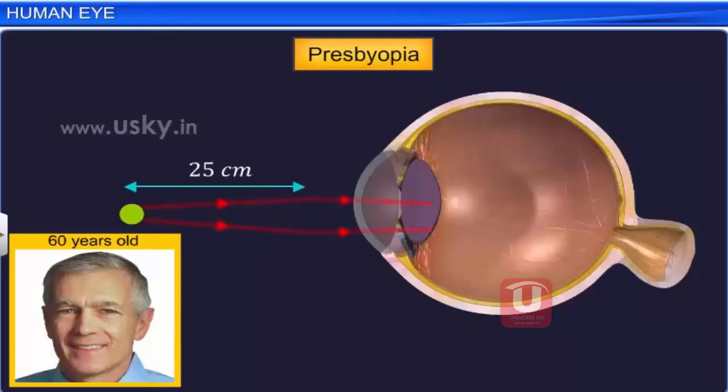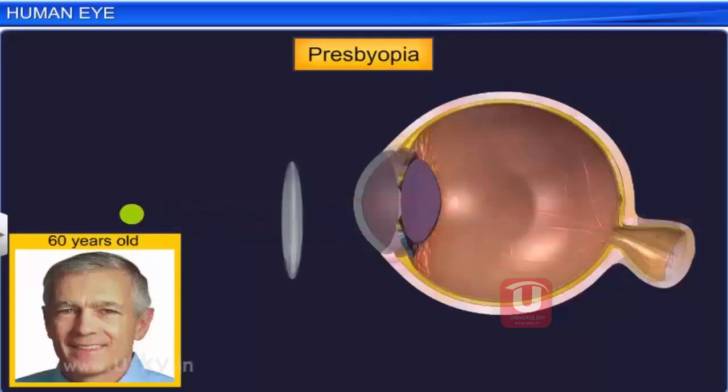Another vision defect that is similar to presbyopia is hypermetropia, or farsightedness. Note that presbyopia is caused by old age, whereas hypermetropia is a vision defect that can be observed in persons of any age.